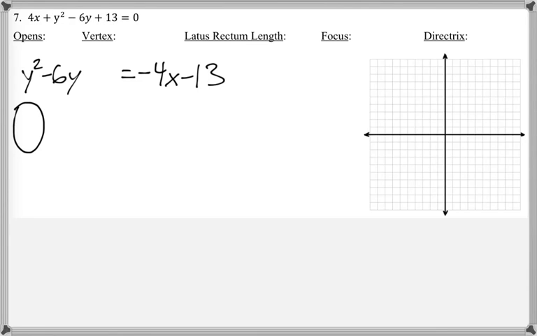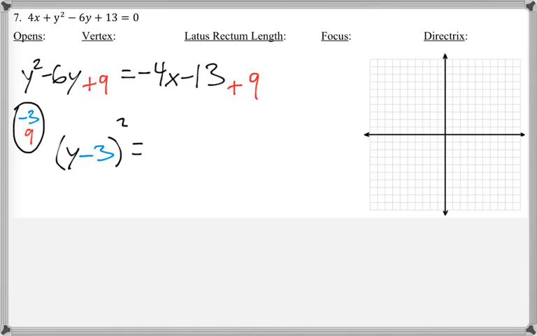So half of the coefficient of the y term is going to be negative 3. And if I square that, I'm going to get 9. So I want to add 9 here and add 9 here. The left will factor as a perfect square trinomial, and I'll see that negative 3 again right there.